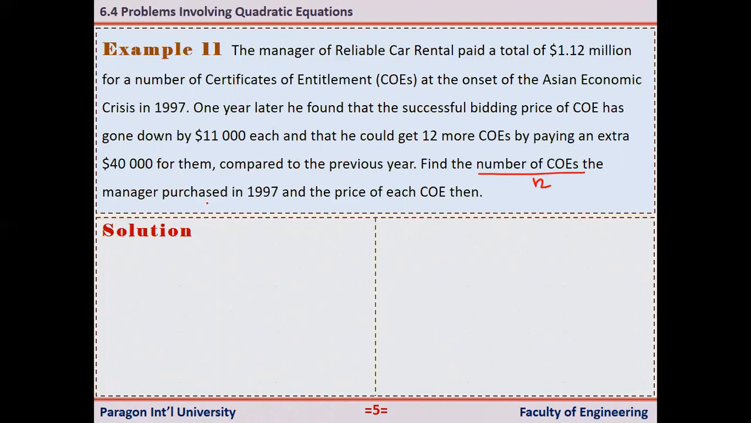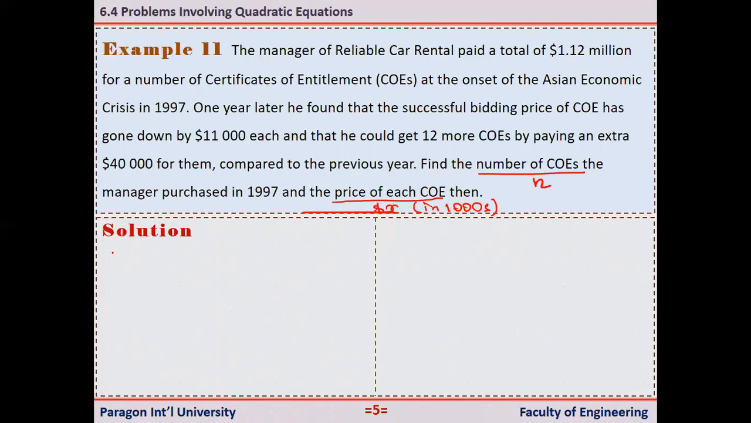The manager purchased N COEs in 1997, and the price of each COE, let's say it is X dollars in 1,000s, because these are big numbers. So our X is in thousands. If X is 5, it means 5,000. If it is 10, it means 10,000. The unit is thousands.